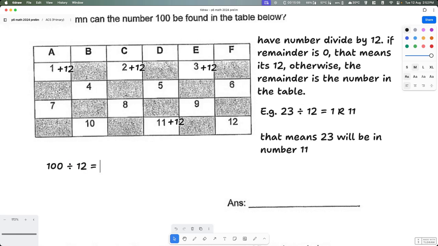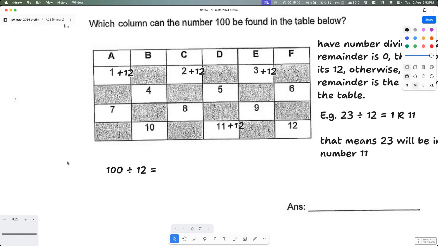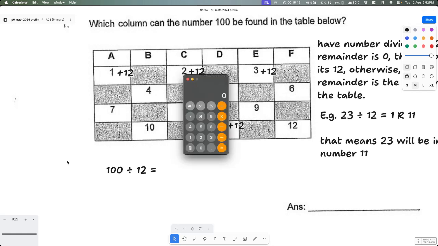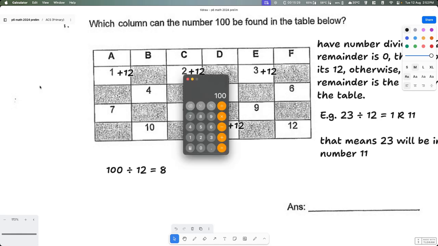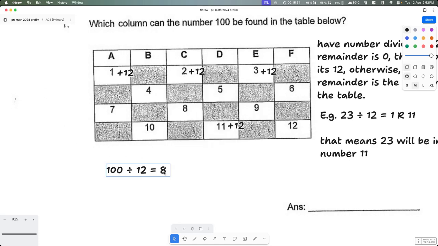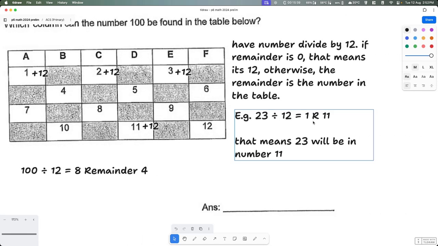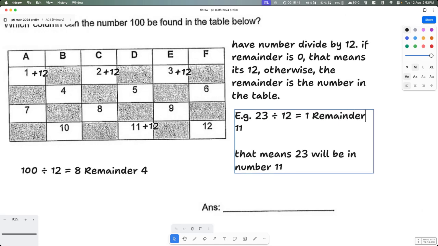Okay, what would this become? So if I were to go to my calculator, 100 divided by 12 will give us 8. But what is the remainder? Okay, 8, so that means if I were to have 12 times 8, if you see over here, 100 minus 8 times 12, this means it's remainder 4. Remainder 4.